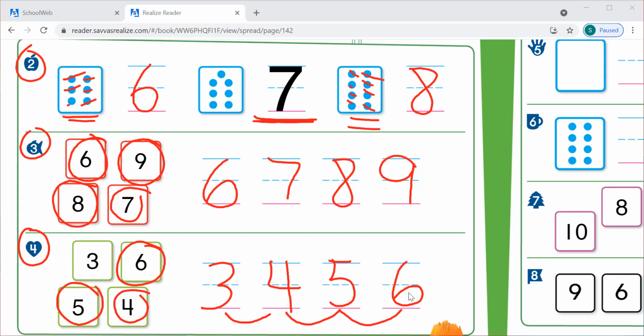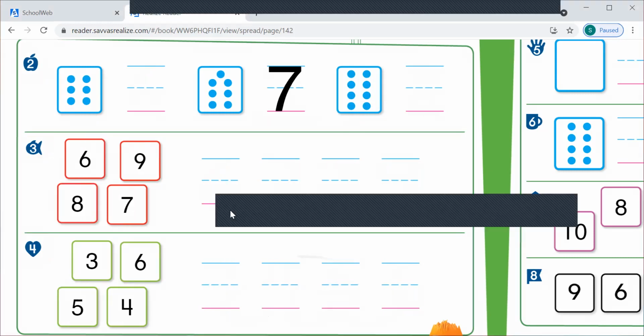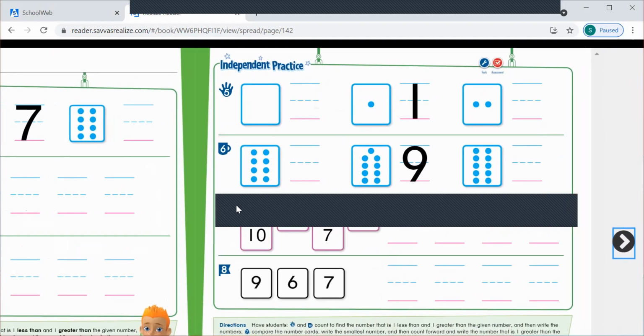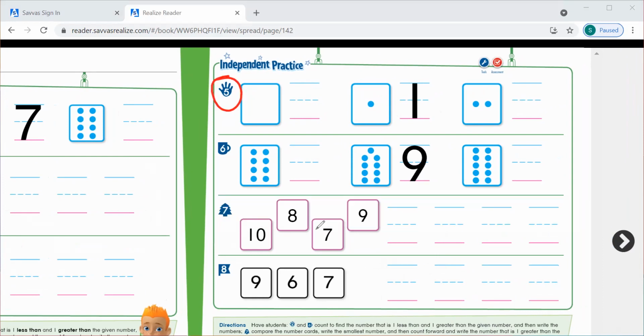All right, now you are going to do your independent practice on the next page. Let's move it here. This is independent practice. So what you're going to do is the same thing. For number 5, you are going to find the number that is 1 less and the number that is 1 greater. So you can count the dice and write the number. You're going to do the same for number 6. You're just going to count the dice, write the number, make sure it's in the correct counting order. You're going to arrange these numbers in the correct order from smallest to largest.